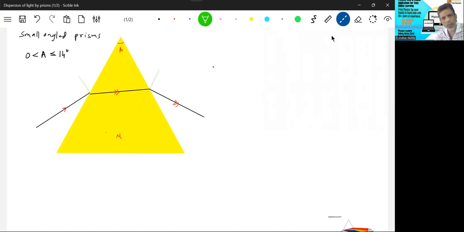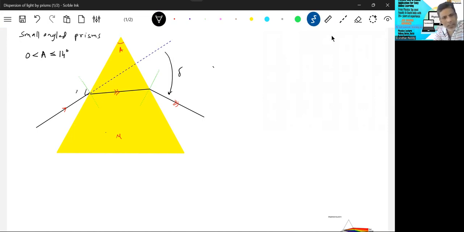This is basically called a small angle prism. So this particular angle, if it varies somewhere from 0 to 14 degrees, then you have to call that a small angle. Okay, agreed? Then, what about the deviation suffered for this one? This particular deviation, I'm interested.